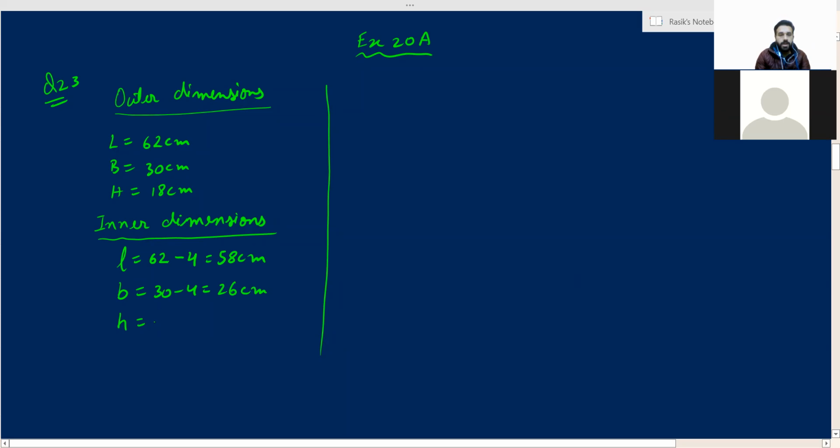And the inner height, the box is closed. That means the wood is used at the bottom and also at the top. Wood is used at both places. So we will subtract from both the sides. So we will subtract 4 in this case. You get 14 centimeters as the inner height. These are the inner dimensions. Now find the volume.